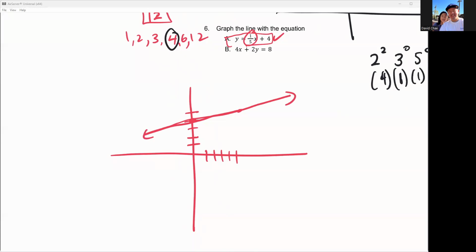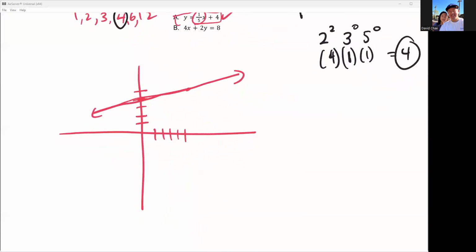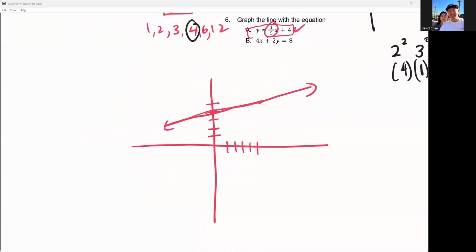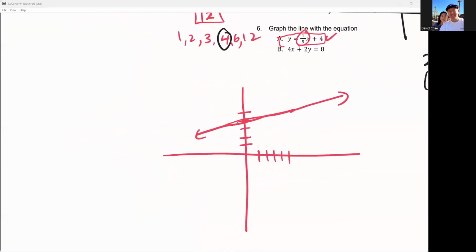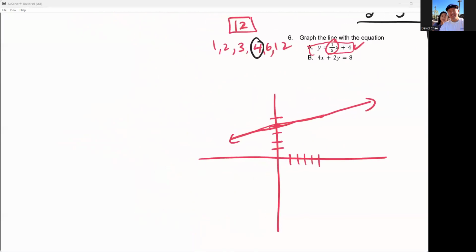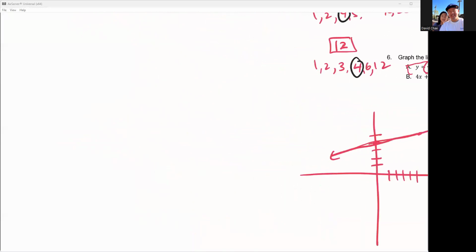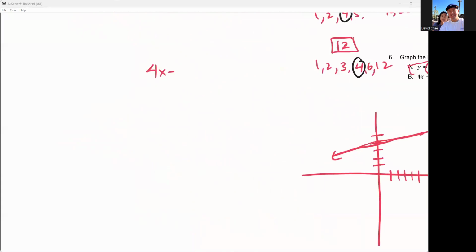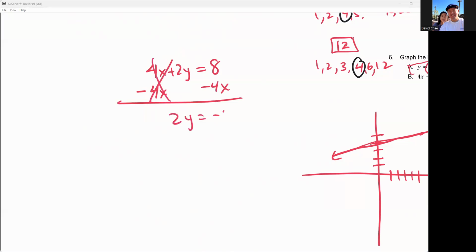All right. But notice in letter B that it's not in slope-intercept form. Anybody know what form that's in? It's in standard form. So 4x plus 2y is equal to 8. How do I get it into the slope-intercept form? I subtract the 4x. 2y is equal to negative 4x plus 8. I divide by 2. So y is equal to negative 2x plus 4.